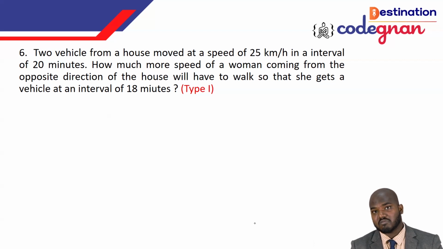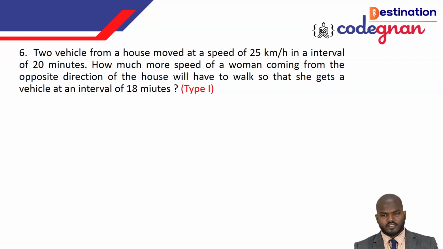it was not saying that both of the vehicles moved at the same time. One vehicle has moved, and after 20 minutes, another vehicle has come. Okay, so how much more speed must a woman coming from the opposite direction of the house walk so that she gets a vehicle at an interval of 18 minutes? That is the thing. So before the vehicle starts, she needs to cross it. That's what they are asking in this one. You can take it up.